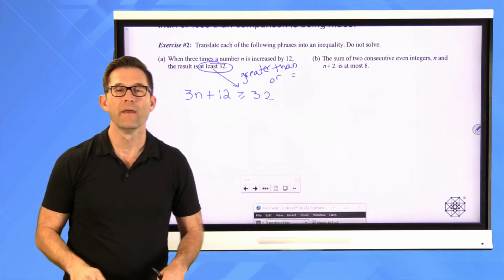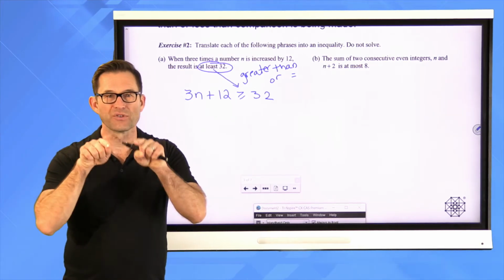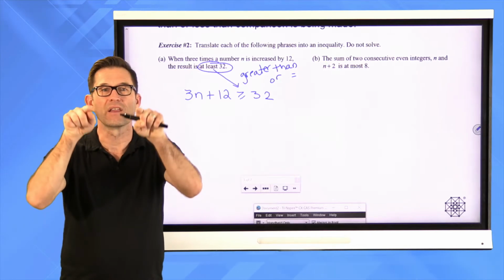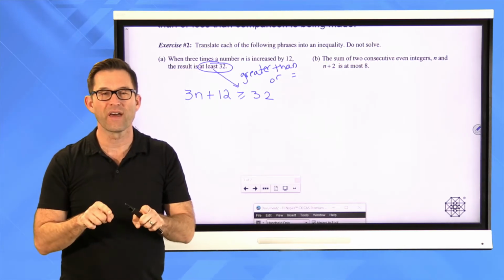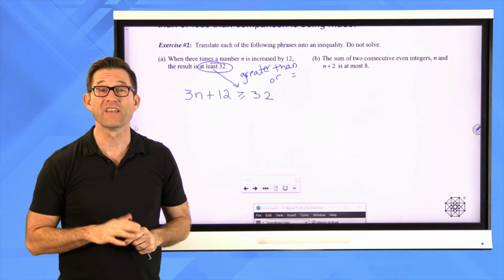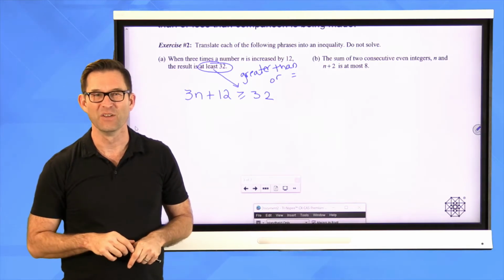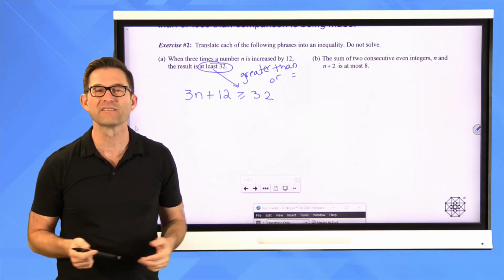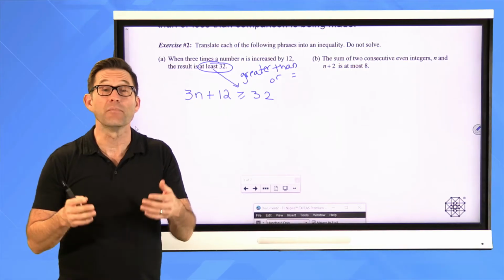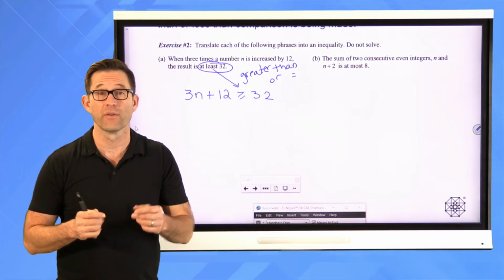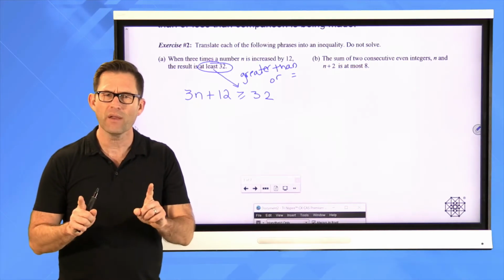All right? At least means that we're starting at this number and we're getting larger, right? Greater than or equal to. In fact, I'd rather say equal to or greater than. You know what I mean? Those are the same things, but it's really like, well, it could be equal to 32 or greater than 32. Now let's take a look at letter B.